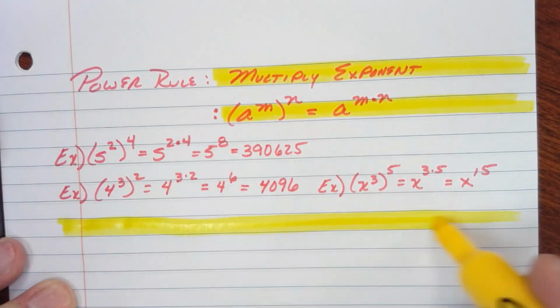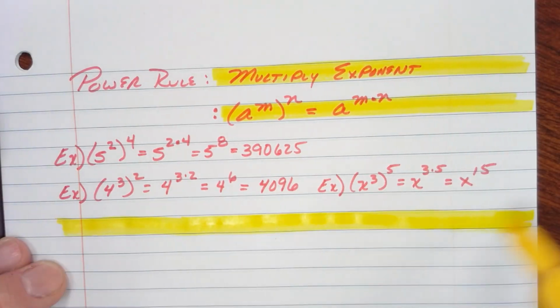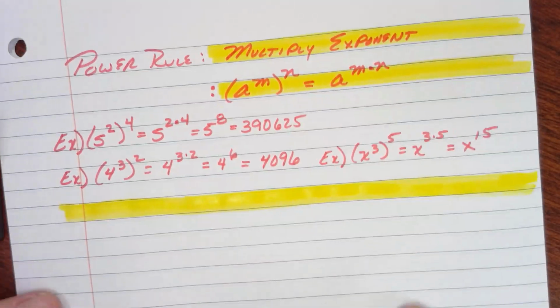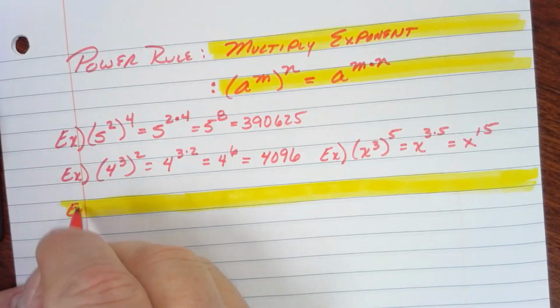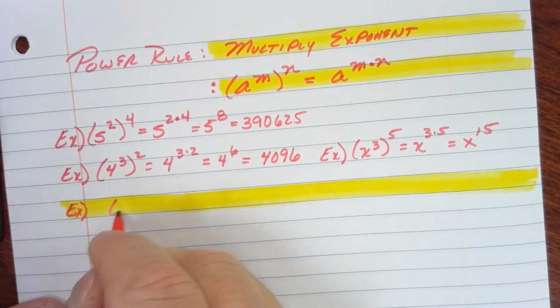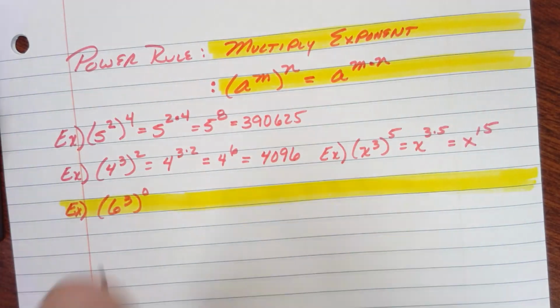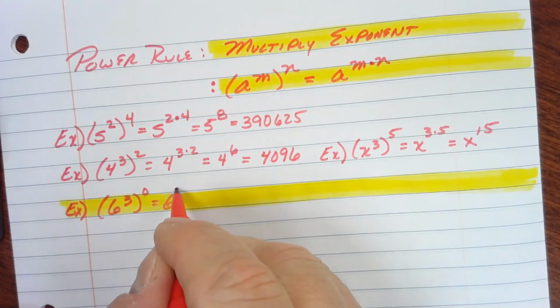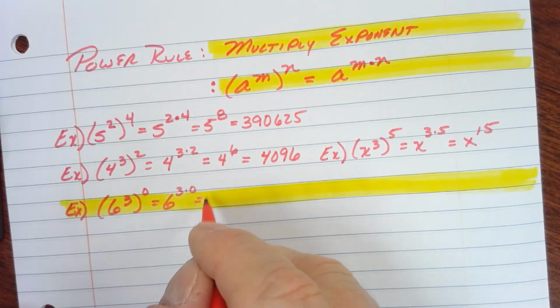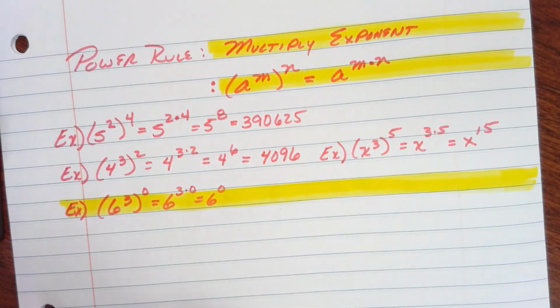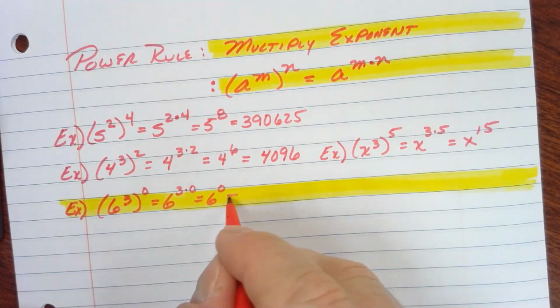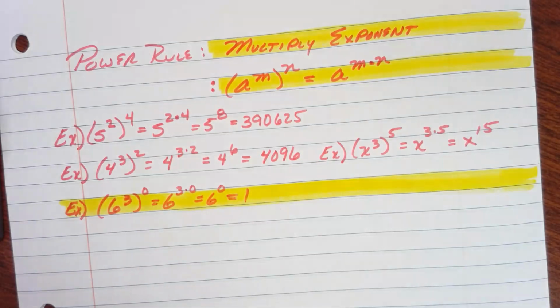We got 2 starred problems here. Taking old knowledge and applying it to the new. 6 cubed raised to the 0 power says 6 to the 3 times 0, which is 6 to the 0. Anything times 0 is 0, which means the final answer here is 1.